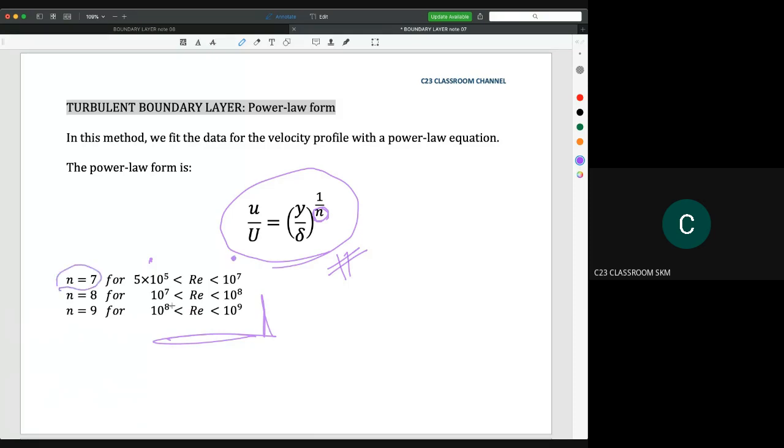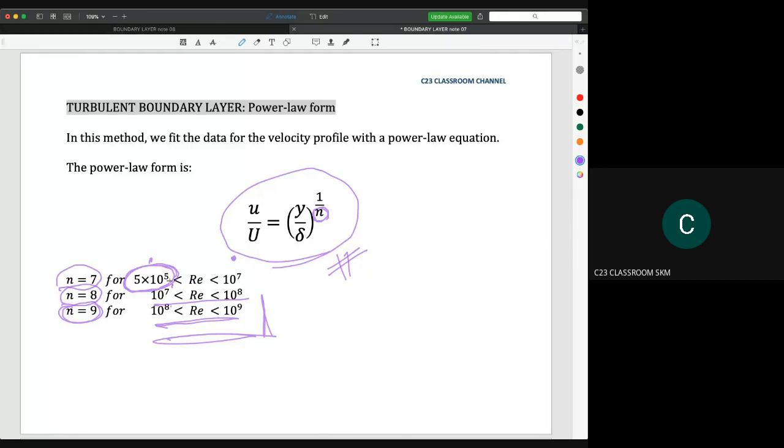And then for this range, we take n equal to 8, and for this range, we take n equal to 9. So it is good for you to remember this range. Okay, so what is 5 times 10 to the power of 5 here?